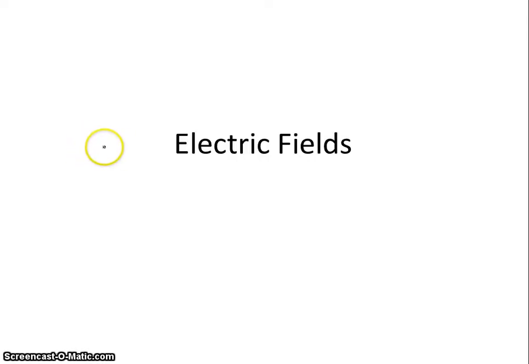This video is about electric fields. So in physics, when we talk about fields, we're talking about an object's ability to exert force on another object without actually touching it. And so electric fields are a type of field we'll talk about in physics. We've already talked about gravitational fields, and we'll talk about magnetic fields later.